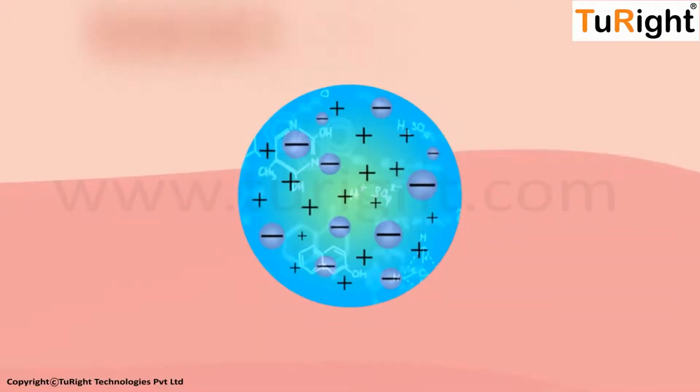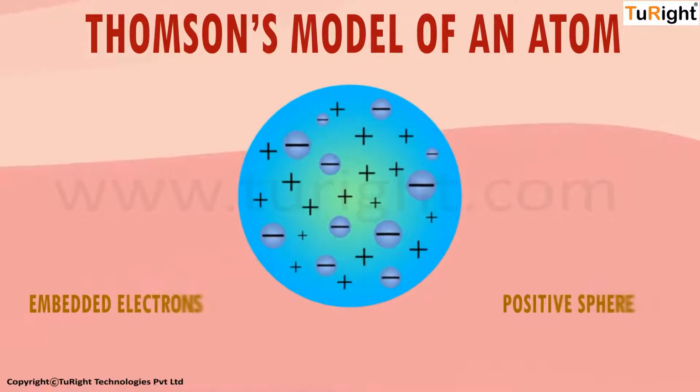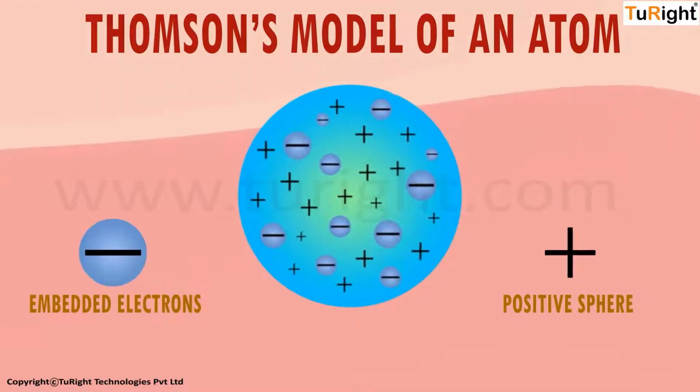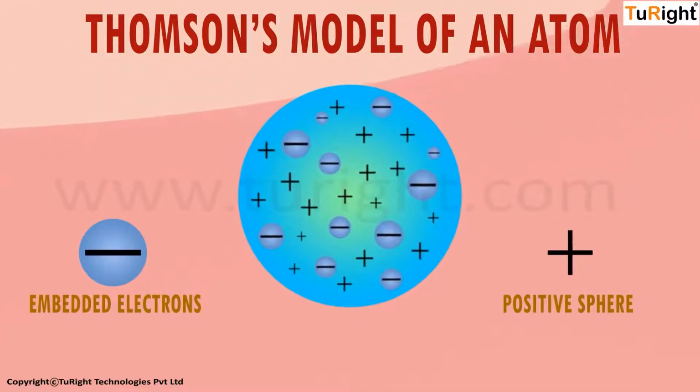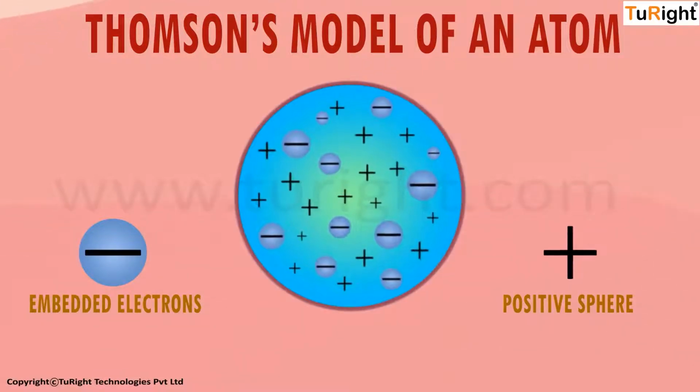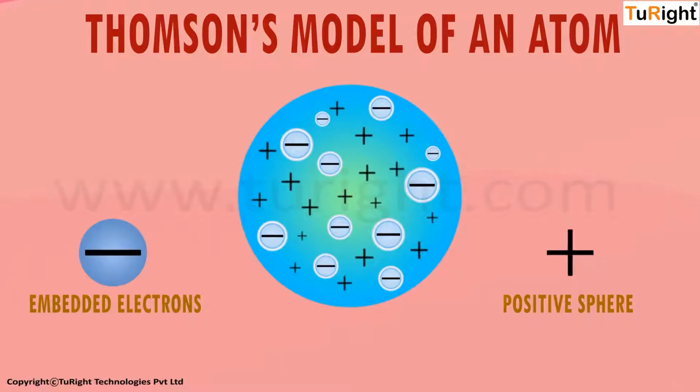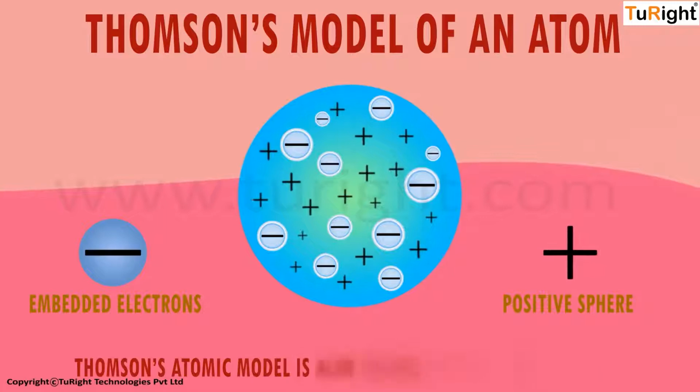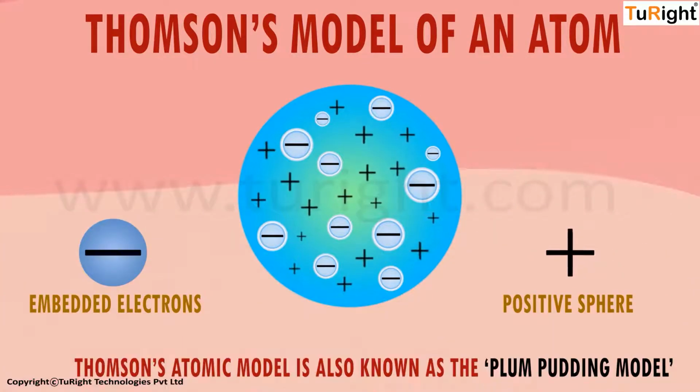Thomson atomic model is the simplest model of an atom, showing the arrangement of electrons and protons. In this model, the positive charge of an atom is evenly distributed in a sphere and negative electrons are embedded in it. It is also called the plum pudding model.